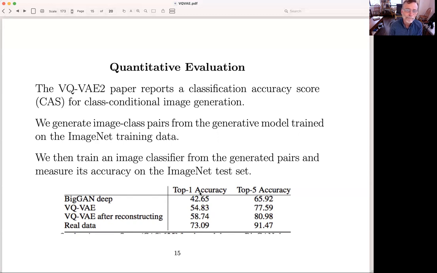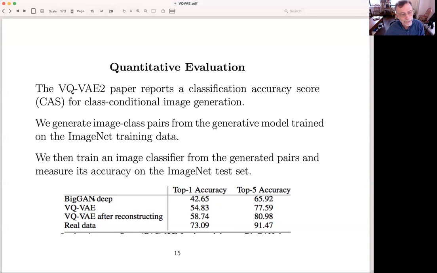Now I can train a classifier, your favorite classifier, say ResNet, on labeled images. I'm just training it as a classifier, and I've got a corpus of labeled images, but the corpus of labeled images is all fakes, right? It's all things that were generated from this VAE generator. So I train a classifier on fakes. And then I can take the actual ImageNet test data, and evaluate how well it actually classifies actual ImageNet images. Okay, so trained on fakes, but tested on real for classification.